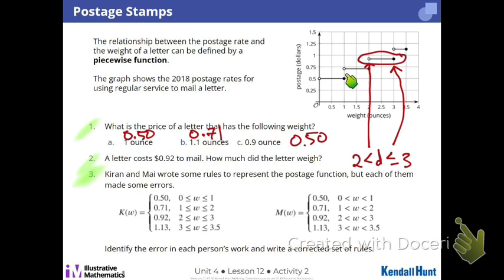Then output 7.1, we'd be looking at this chunk. Output 0.92, we'd be looking at this chunk. Output 1.13, we'd be looking at this chunk. Everybody see what the reference is? So there's an issue with both of their rules. I want you to try to find the mistake with their rules and fix it.